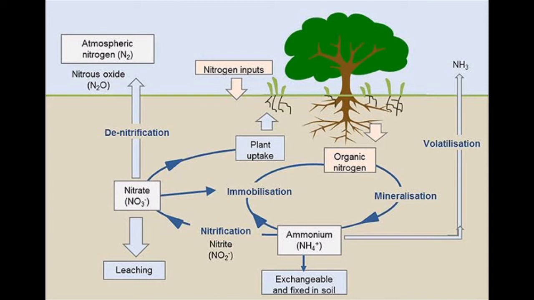Then, the last stage is 5. You can see this arrow going to denitrification. In the 5th stage of the nitrogen cycle, nitrogen returns to the air. The nitrates go back to the atmosphere to be converted into nitrogen gas by bacteria through the process we call denitrification.